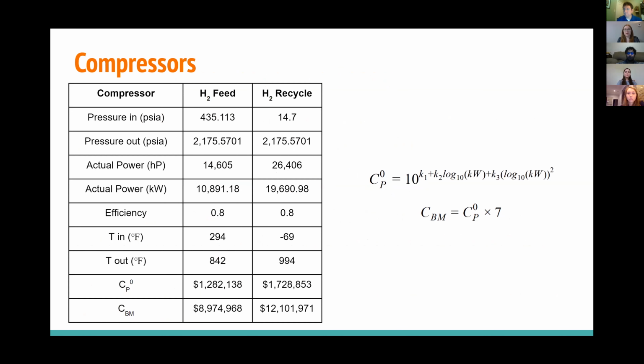We costed out our compressors using the actual power given by the ChemCAD components. For our fresh hydrogen feed, the bare module cost is about $8.9 million. For our recycle hydrogen feed, it's about $12.1 million. The reason for a much larger cost for our recycle compressor is because it has a much larger differential pressure than our fresh hydrogen feed, and therefore it's going to need a much larger power.